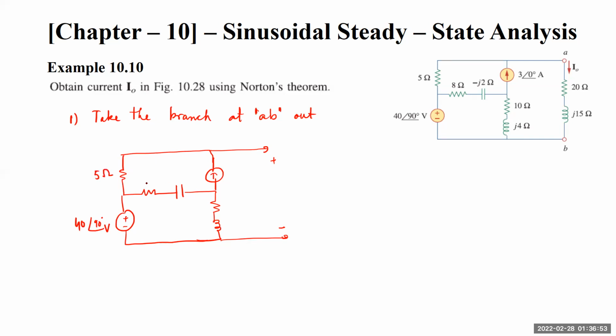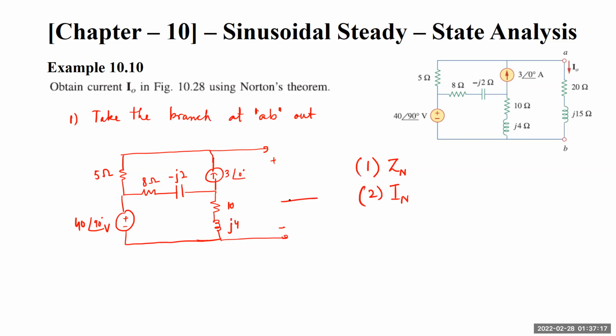This is 5 ohms. This is 8 ohms. This is minus J2. This is 3 angle 0. This is 10. This is J4. So this is how the circuit would look. Now, first of all, we have to calculate two things. Number one, we have to calculate Z Norton, and number two, we have to calculate I Norton.